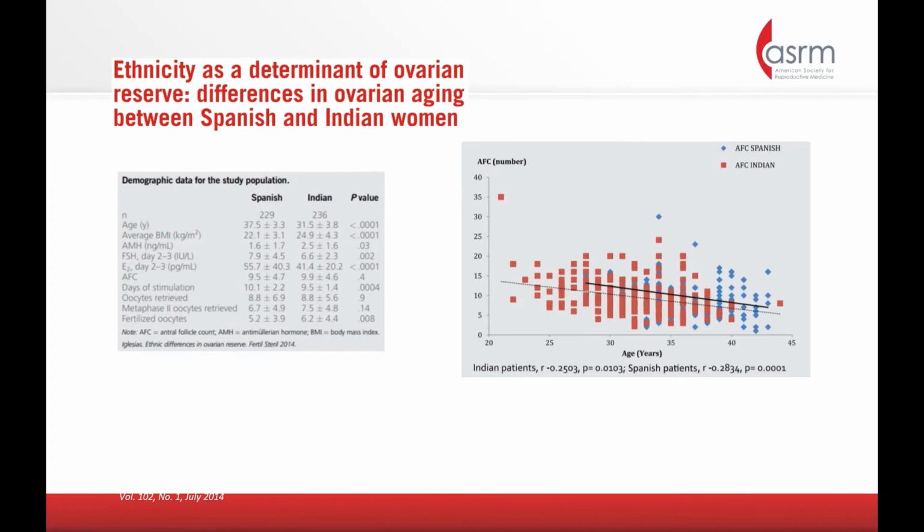Focusing on what's called ethnicity in this paper, and again looking at a population of infertile women, Iglesia and Garcia Velasco et al. looked at 465 Spanish and Indian women. These women were self-identified, undergoing IVF, and found that while Indian women had better AMHs and FSHs, AFC in Indian women was similar to that of Spanish women who were 6.3 years older.